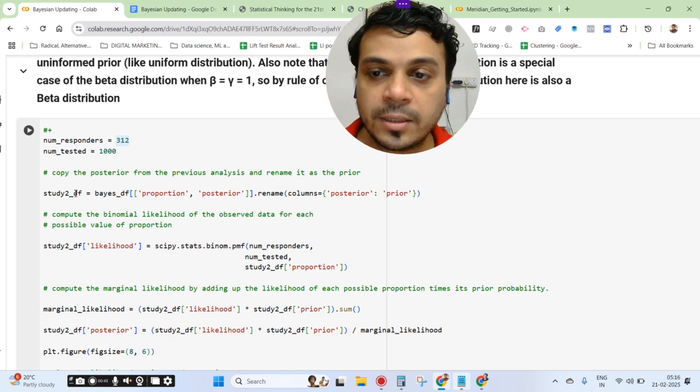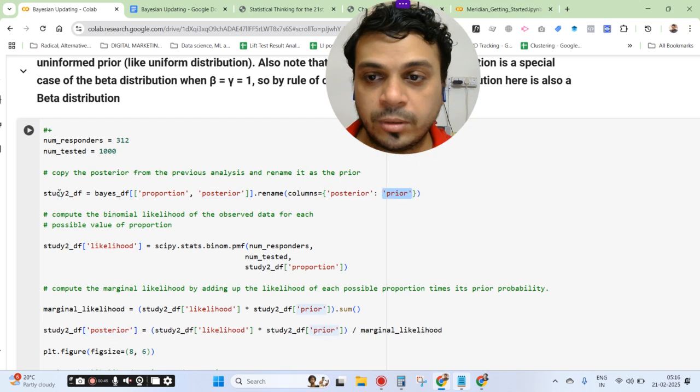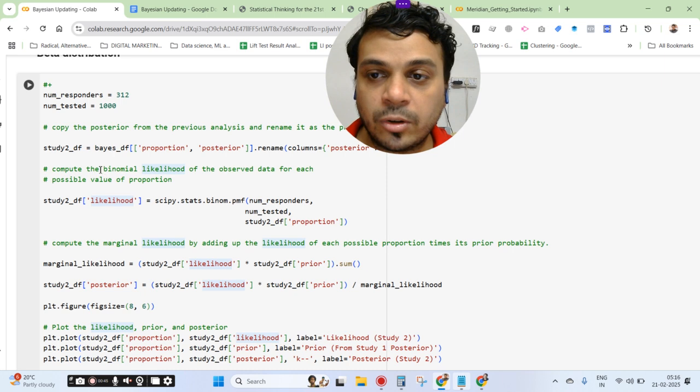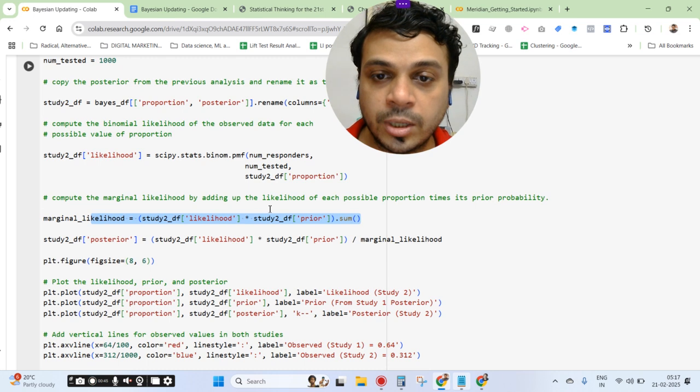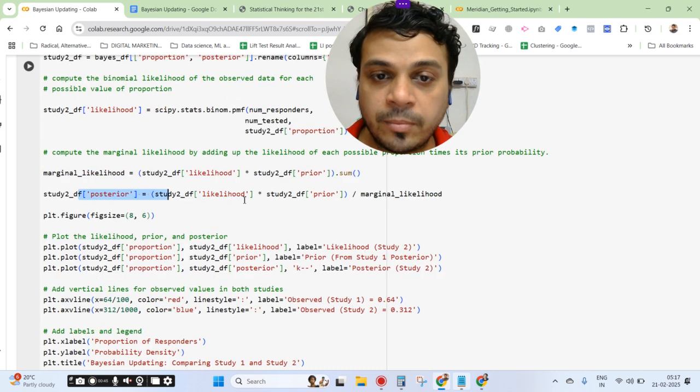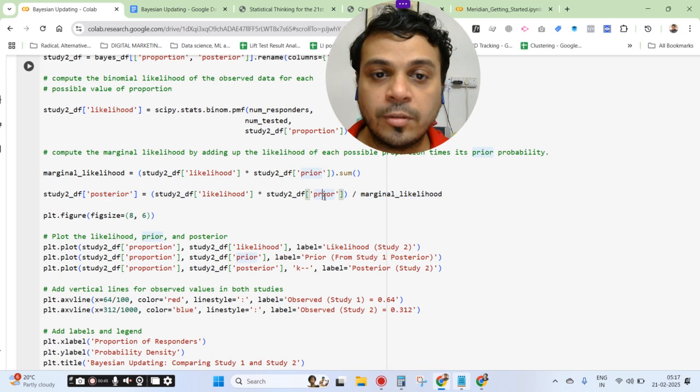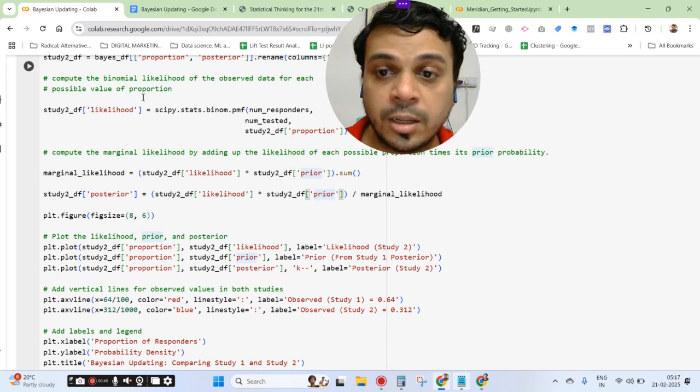So in this data frame now, we are simply renaming the columns. As you can see, we are renaming the posterior one to the prior for the new data frame. And then we are going to compute the binomial likelihood of each observed data and the possible value of proportion. It's the same binomial approach that we did previously. The marginal likelihood is the sum of product of likelihood and prior, and the same way we are calculating the posterior distribution from the Bayes theorem formula.